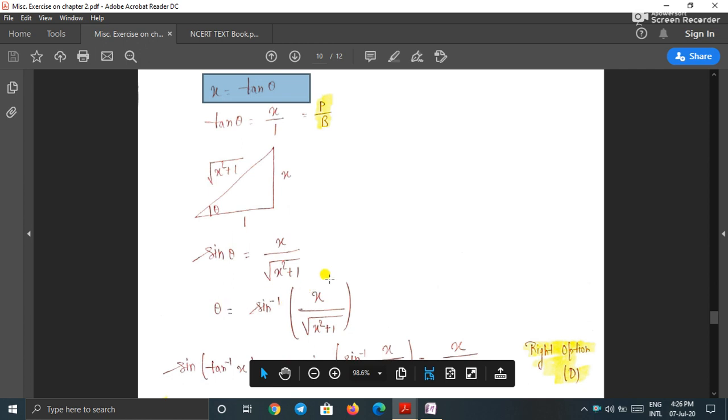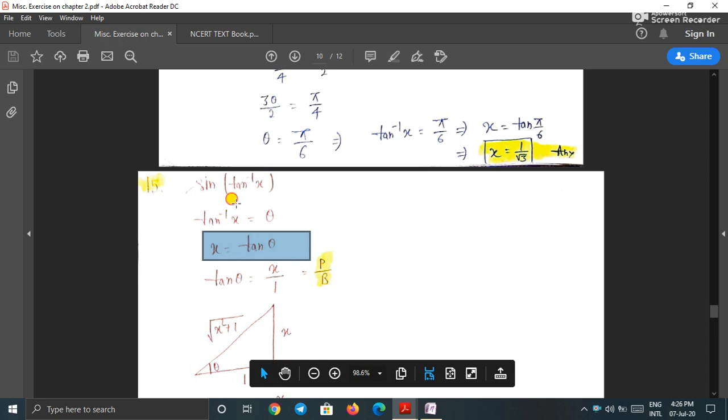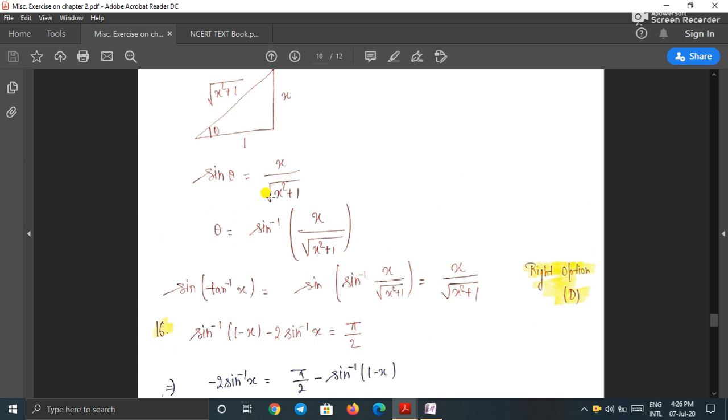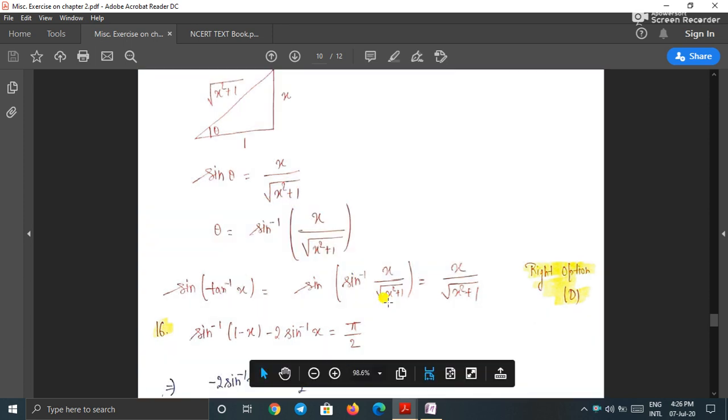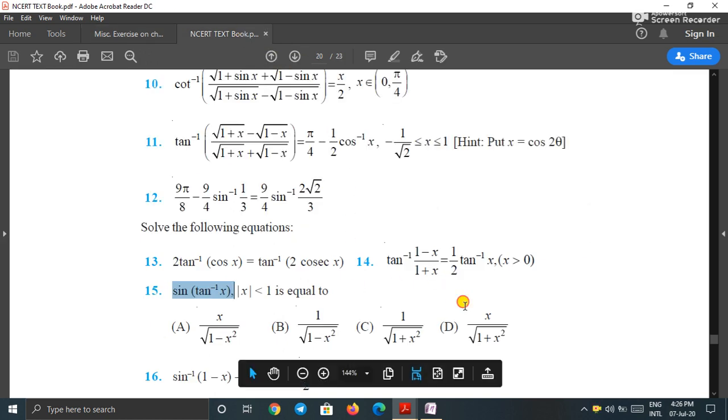So theta is equal to sine inverse x upon under root x square plus 1. This is the value of theta and this is also the value of theta. Means tan inverse x is equal to sine inverse x upon under root x square plus 1. So simply put this value. Now using the property of inverse function, you will get the answer x upon under root x square plus 1. Means right option is what? Right option is D. This option is the right option.